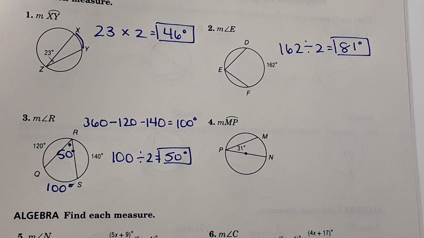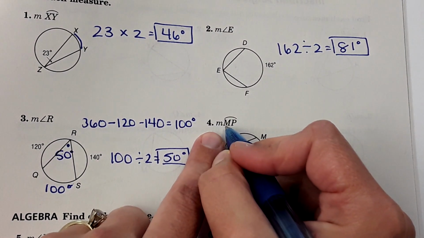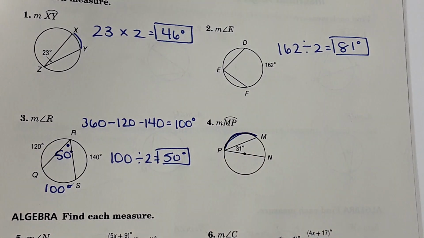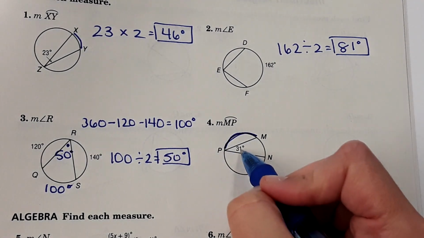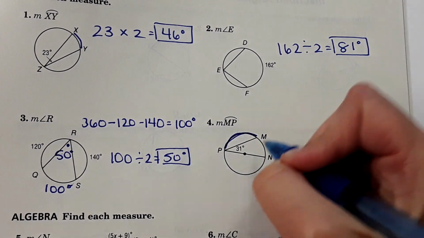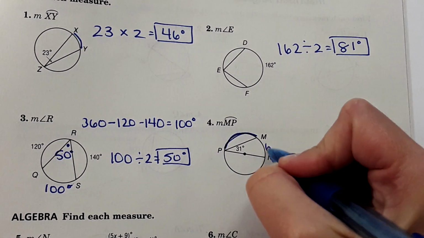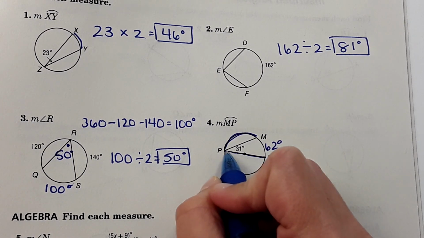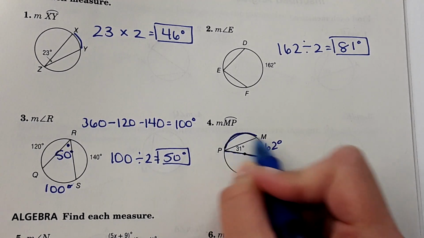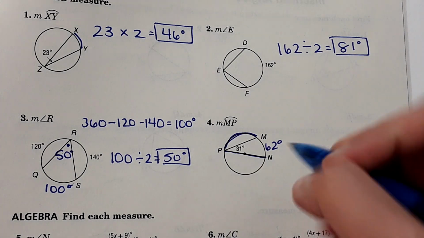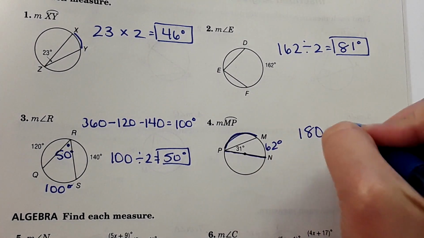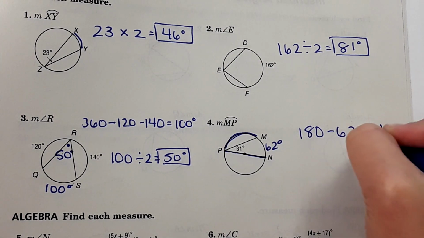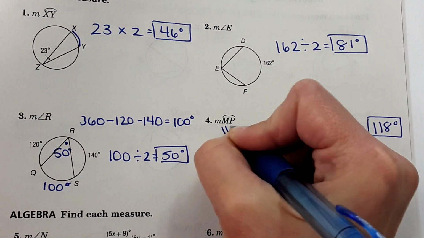And number 4. This one asks for the measure of arc MP. So that's this arc right here. I noticed they give me this angle. If I double that angle, I would get the arc measure right here. So this is 62 degrees. I also noticed that this line goes through the center, so it must be a diameter, and these two arc measures must equal 180. So I can do 180 degrees minus 62, and I get 118 degrees. And that's the answer to this arc measure.